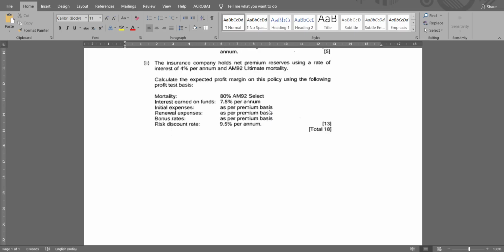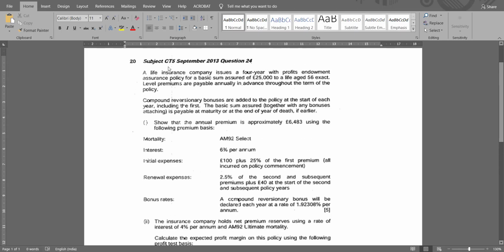Thank you. So let me just start with working out this question. This is September 2013 question number 24, and I'll be using the IFOA notation sheet to do this.